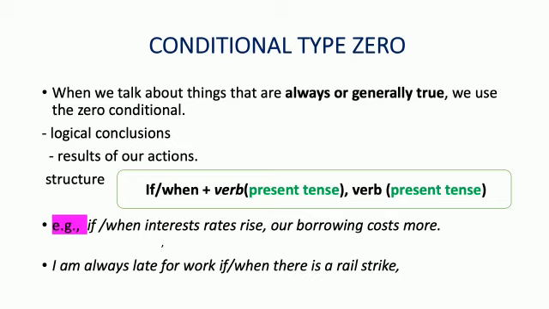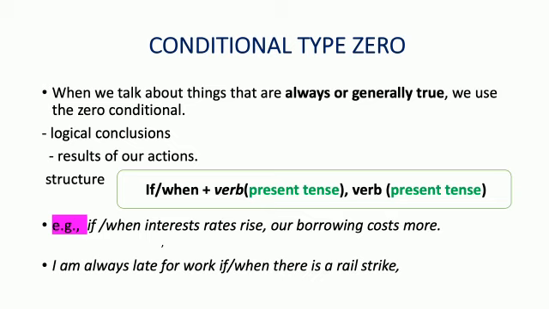So we have present in the if clause and present in the result clause. In the example we have, if interest rates rise, our borrowing costs more. So we have the verb rise in present simple in the if clause, and costs is also in present simple in the result clause.